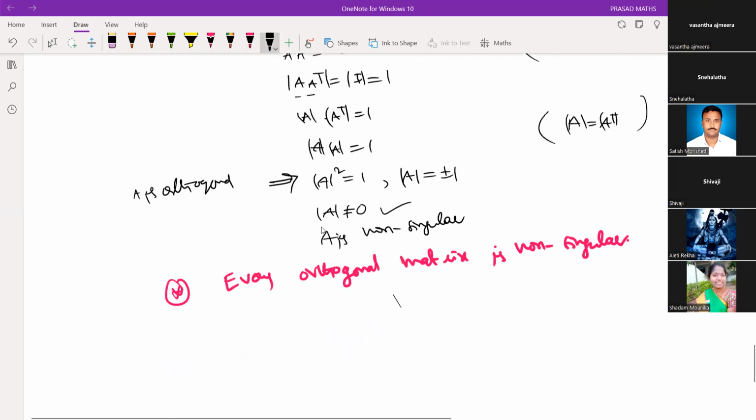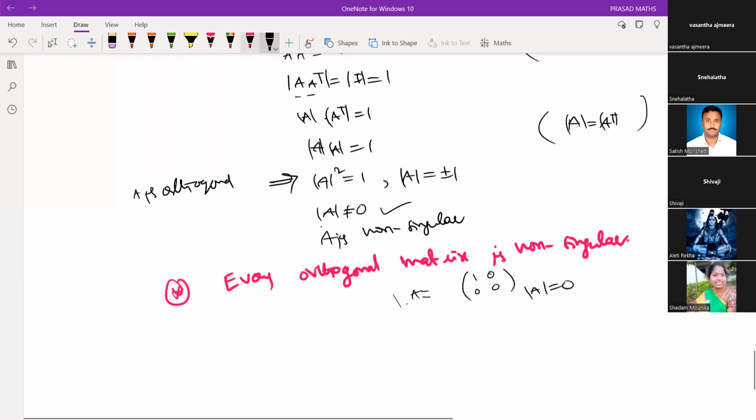Suppose you take this matrix, 1 0 0. Is it orthogonal? No. What is its determinant? Det A is equal to 0. Therefore, it is a singular matrix, so it is not orthogonal. You can use that property, or take it as a definition: every orthogonal matrix is a non-singular matrix.